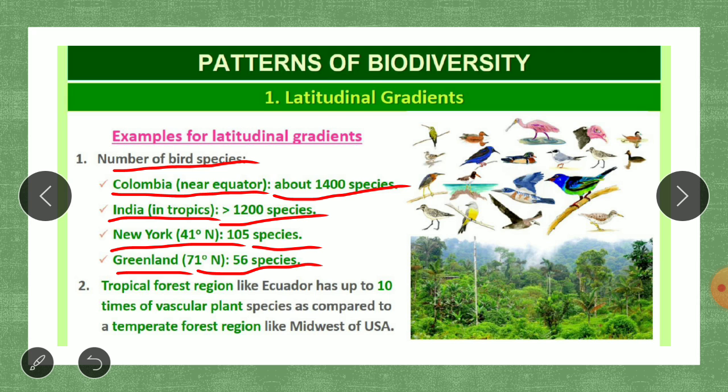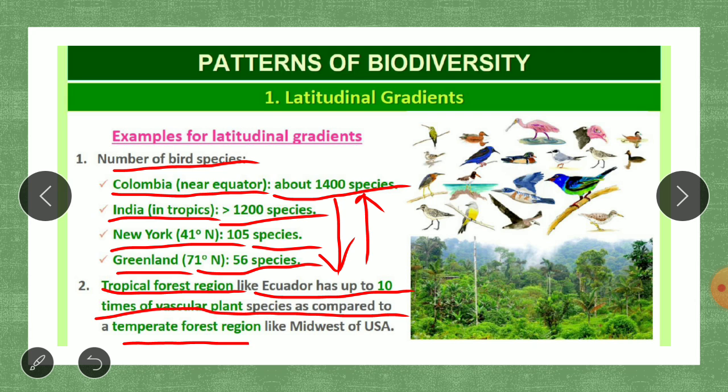This showed that near the equator, the number of species is more. And as we go further from the equator, the number of species keeps declining. This is one example. Another example is that the tropical evergreen forest region at the equator has about 10 times the vascular plant species as compared to a temperate forest region like the Midwest USA.